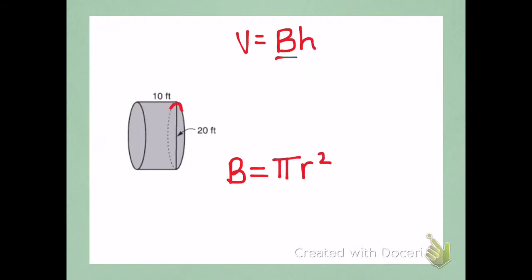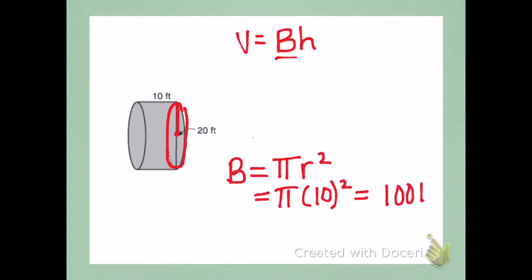And here's my base. It's a circle. I know the radius starts in the center of the circle and it goes halfway. So I can tell my radius is 10. So I would say pi times 10 squared equals, and if I put that in my calculator, it's going to tell me that's 100 pi. So when I substitute into my volume formula, I know my area of my base is 100 pi, so I'm going to substitute that in for capital B.